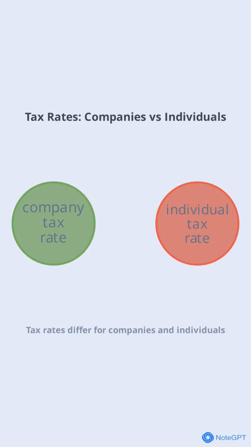Tax rates differ for companies and individuals. Companies are taxed at a flat rate of 24%, with SMEs enjoying a lower rate of 17% for the first RM 600,000. Individuals, on the other hand, are taxed at progressive rates ranging from 0% to 30%. Understanding these differences is important for both business owners and employees, as it affects overall tax planning and compliance.